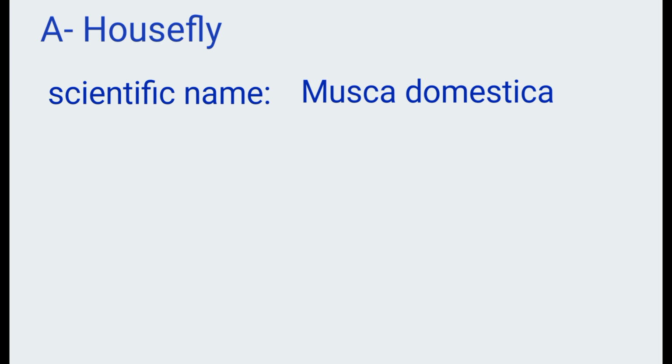Now let's talk about other things you should expect from this specimen. First is the specimen's scientific name. You should be very familiar with that. The biological name of the housefly is Musca domestica. Musca is the genus name. Domestica is the species name. This binomial nomenclature is used universally to identify the species.